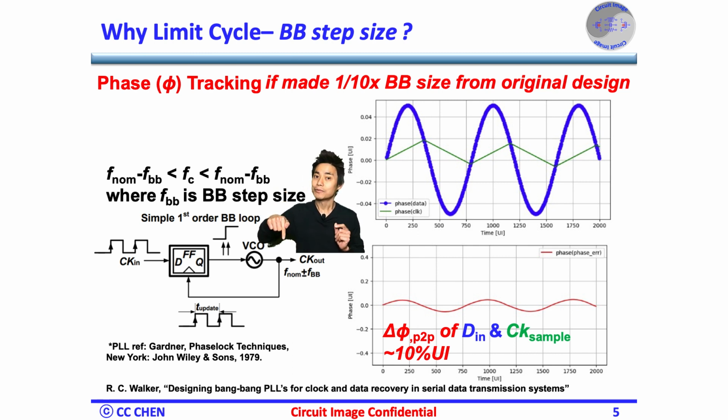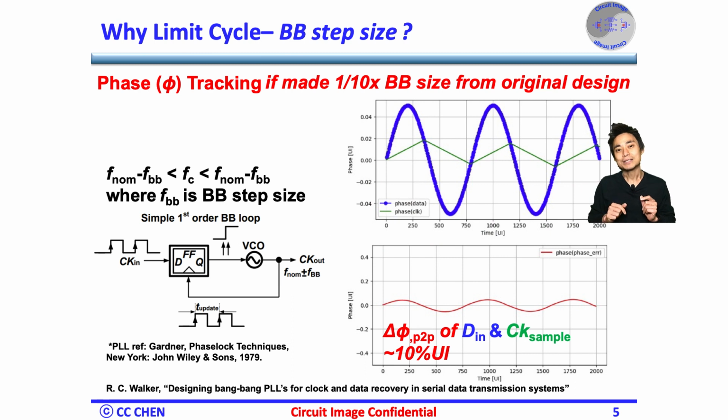movement of the input phase, the output phase movement of the CDR must be slew rate limited and result in a limit cycle. In this example, we put a 1/10 bang-bang step size of the original design. Then the phase correction was not big enough to catch the input phase quickly. So it's expected the phase of the output recovery clock is slew rate limited.